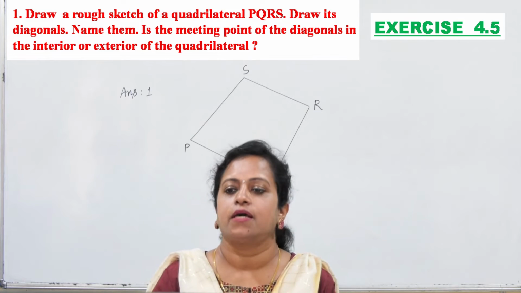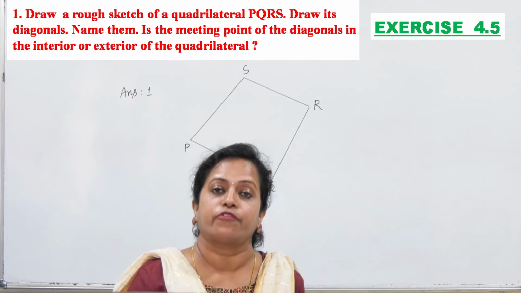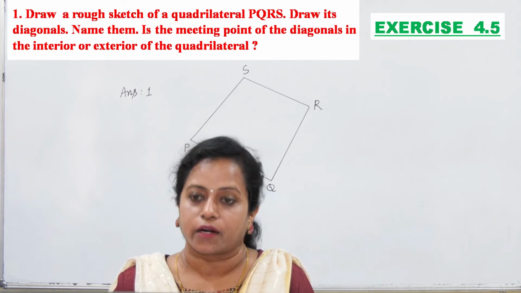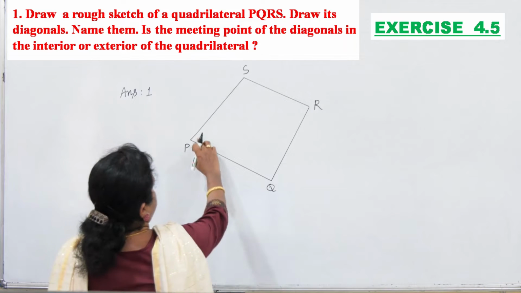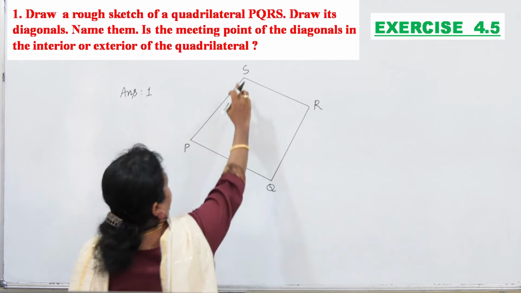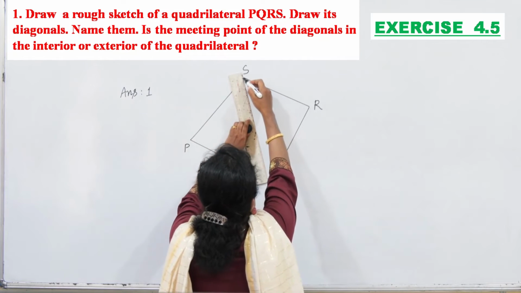The second part is draw its diagonals. Now we learned the joins of non-adjacent vertices are called diagonals. So the non-adjacent vertices or the opposite vertices are P and R, and S and Q. If we join them, we get the diagonals of the quadrilateral.